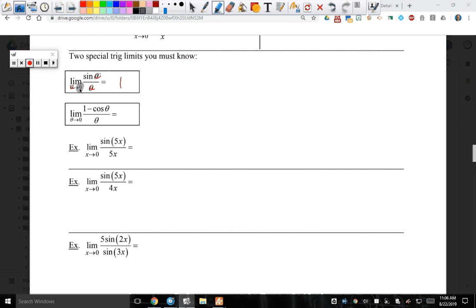As long as that smiley face is there, but also as long as you're approaching 0. Guys, if you're approaching infinity, it's not 1. Okay? If you're approaching 3, it's not 1. It only works if you approach what? 0. And what would this be? 0.